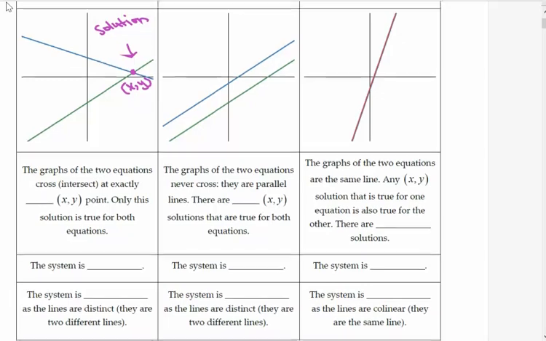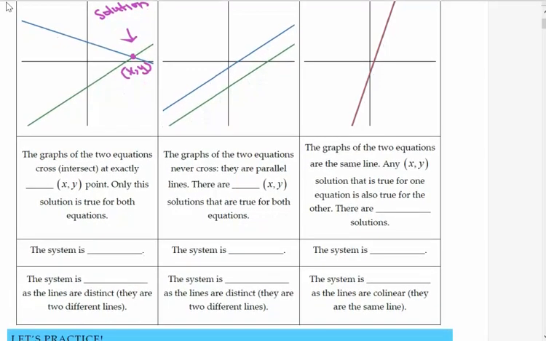Okay, so let's look at a few things. It says down here to fill in some of these blanks. The graph of the two equations cross at exactly one point, which is what we figured out here. Only the solution is true for both equations. It's the only point that exists on both. The system we call consistent, and consistent means that there's one or more solutions.